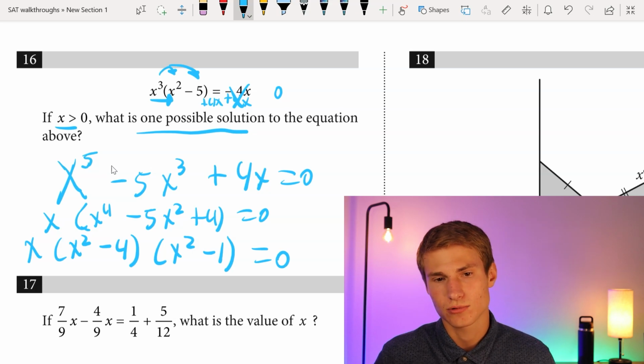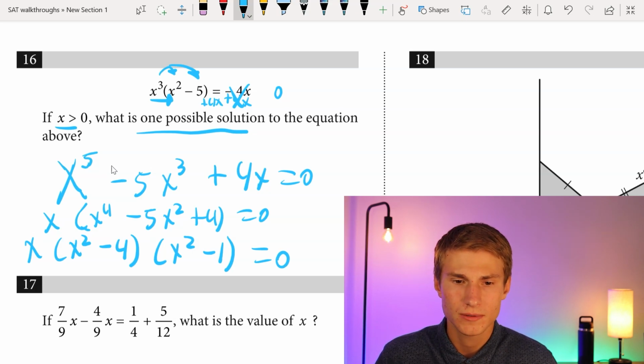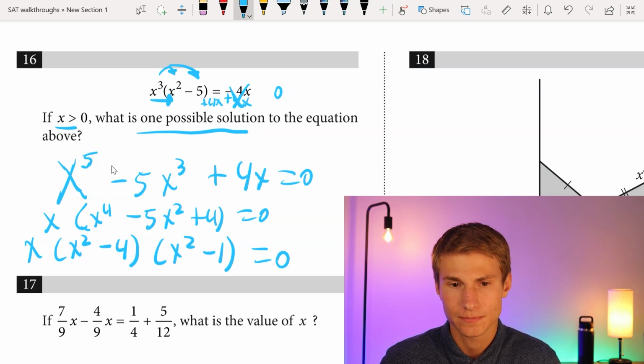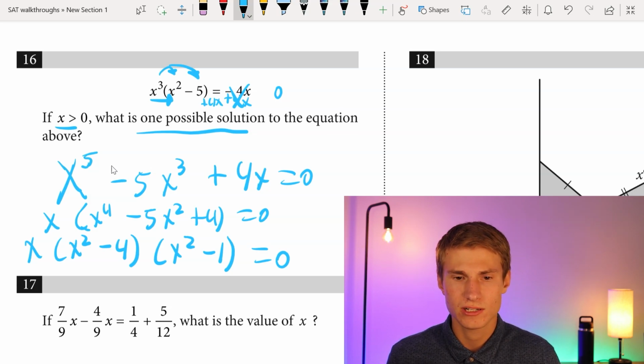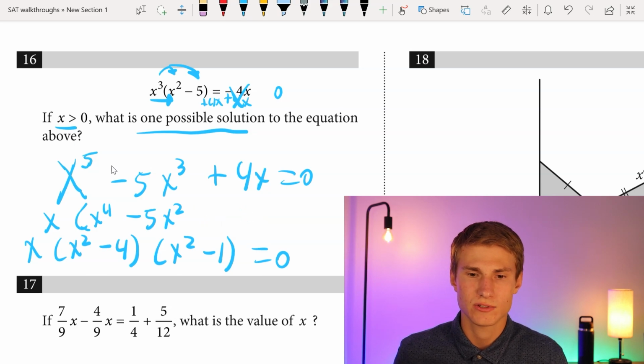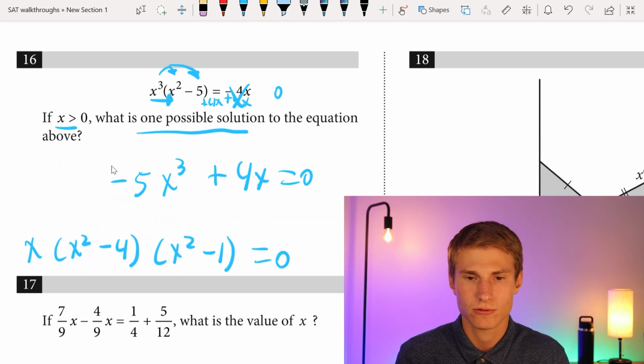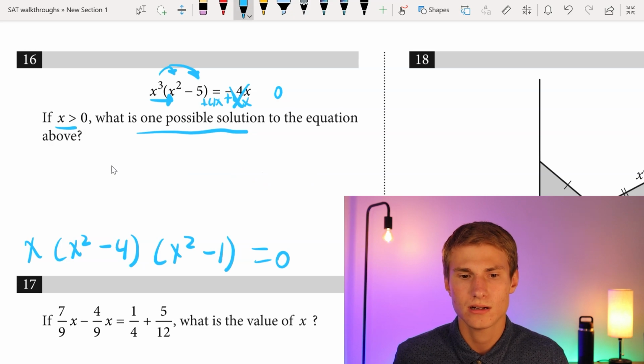From there, there's two possible answers to this. Okay, we only have to list one. We want to find where our x squared minus 4 equals 0, and then also where our x squared minus 1 equals 0. So I'm going to erase some of what I wrote above here so I can show you this a little bit easier.